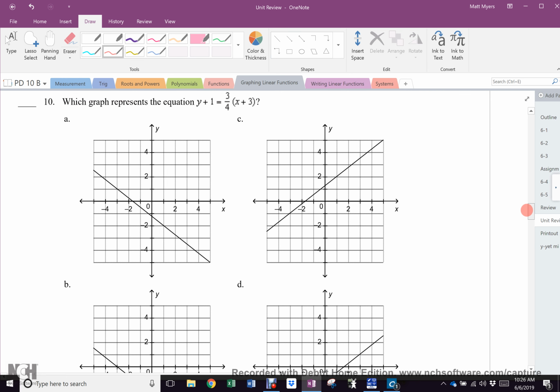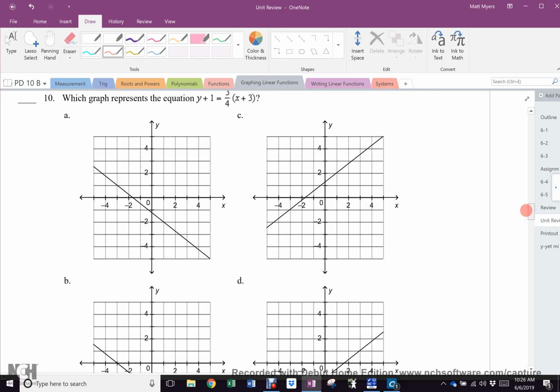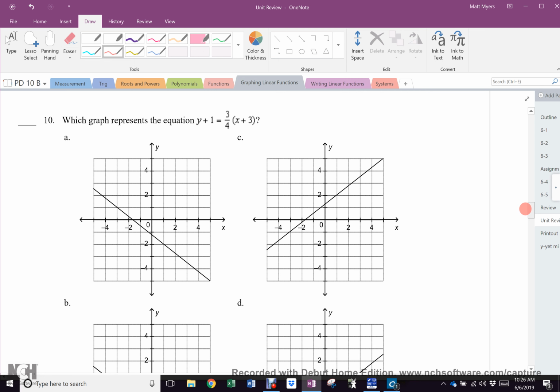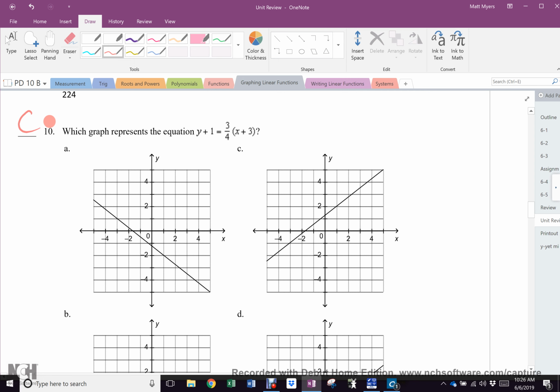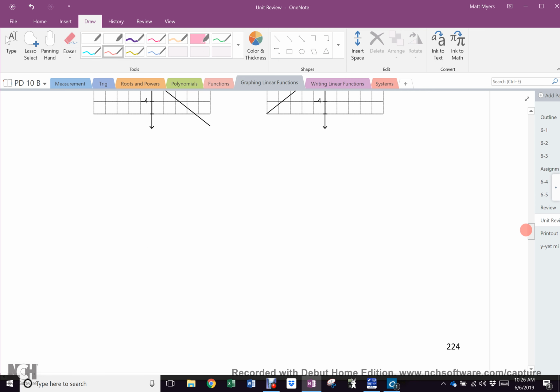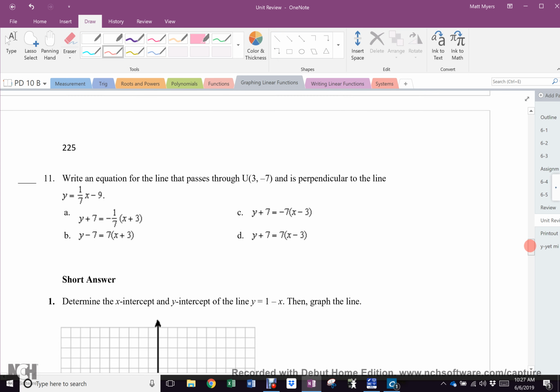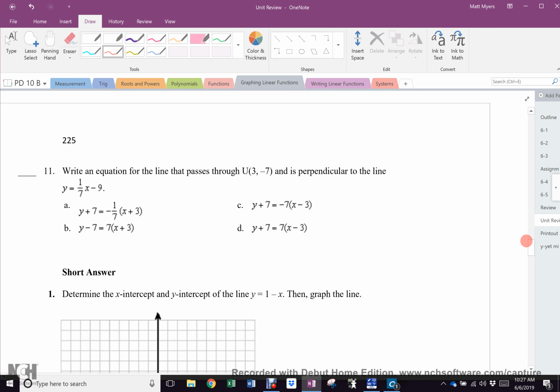Number 10. C. That's out of 1. Number 11. C.